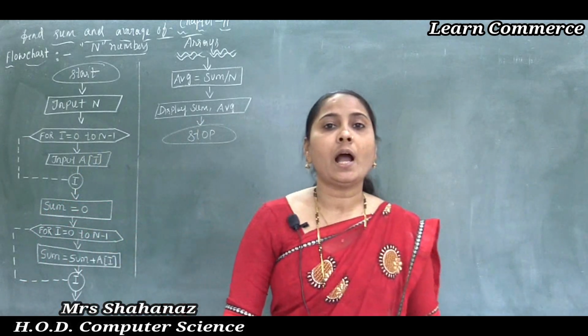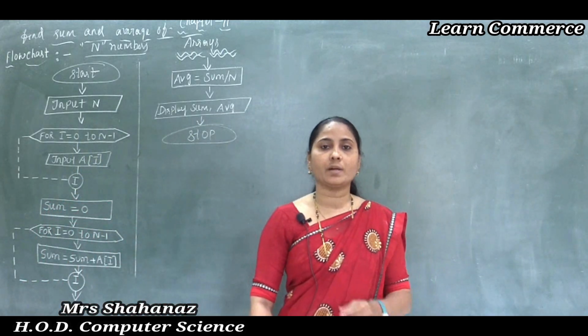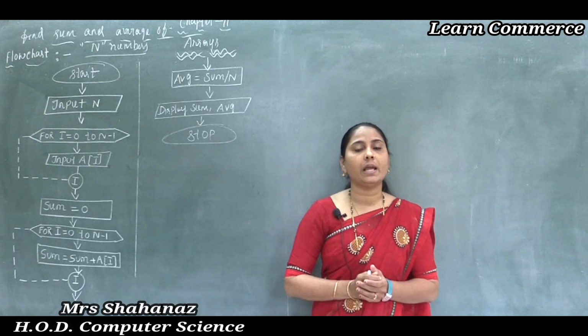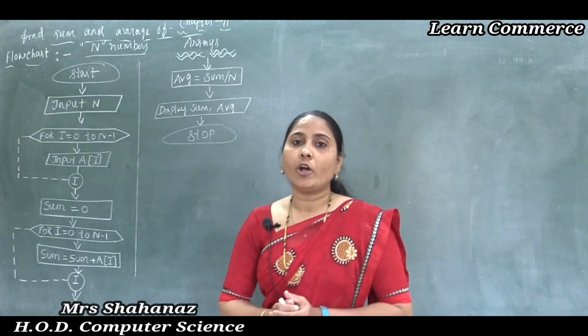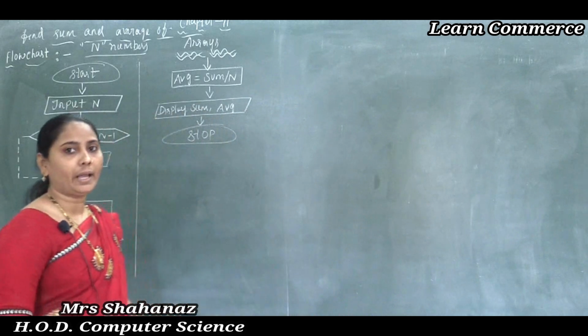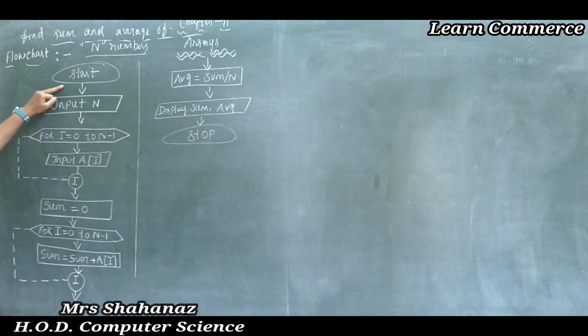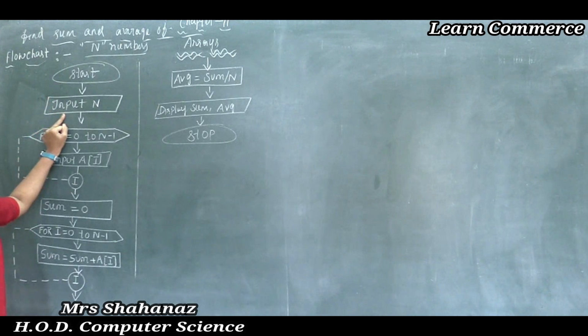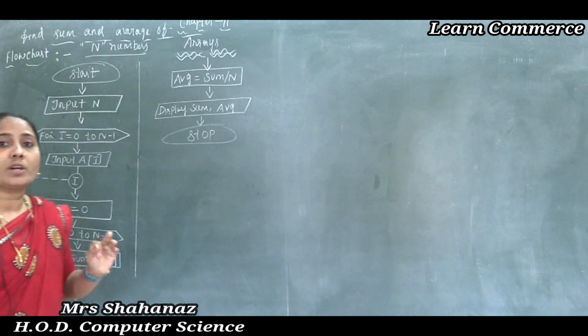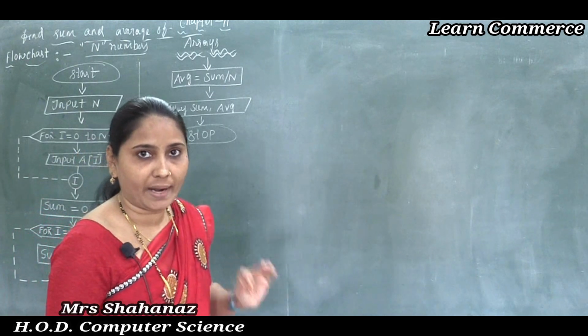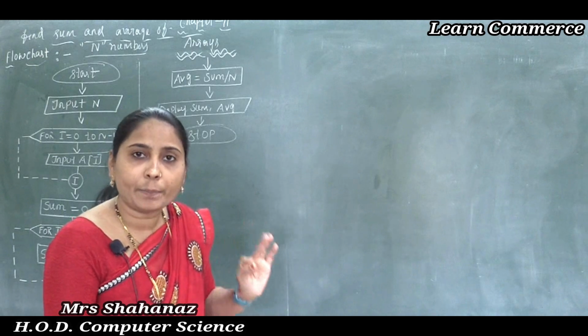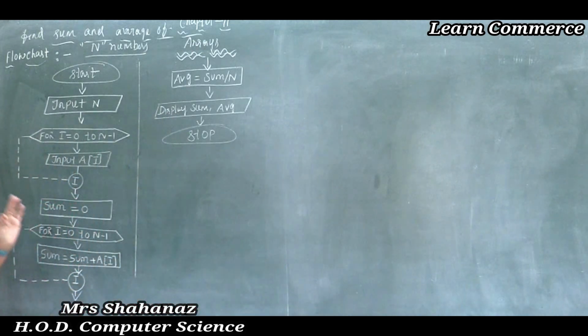As we know how to find out the sum of n numbers as well as the average of the n numbers, now let's look at the flow chart of the sum and average of n numbers. By using the terminal symbol we start the program, and next, first of all we should know the number of elements, which is also called the size of the elements.